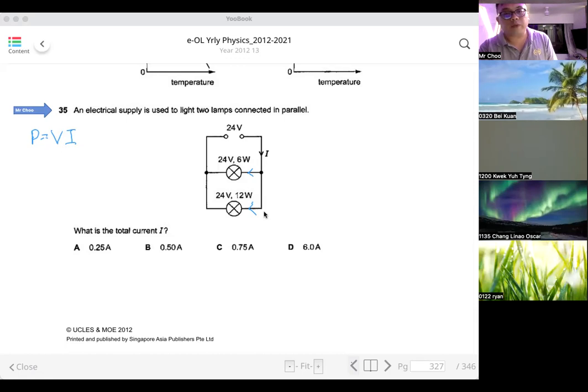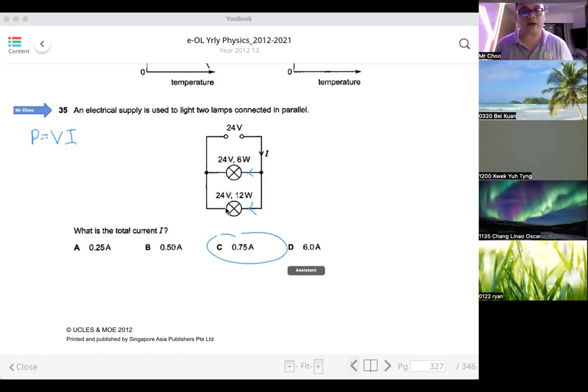So for each bulb, you find the current, and then because this is a parallel circuit, this I here will be equal to the sum of these two currents. You should be able to get the answer 0.758. Okay, so that is the easy way of doing it. You find the individual current passing through each bulb, then you sum up the two currents together, and you should be able to get the answer for I.